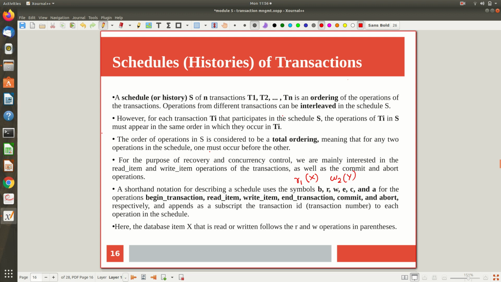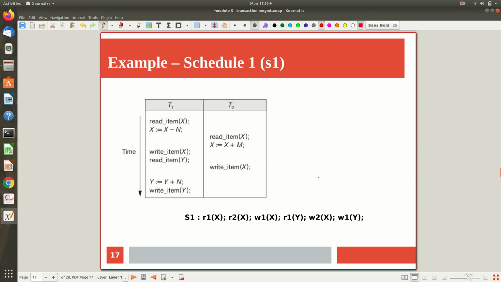Typically we use the letters b, r, w, e, c, a. These letters correspond to begin transaction, read, write, end transaction, commit and abort, and the number says in which transaction it is happening. In brackets we mention the item, if an item is involved, particularly for read as well as write. So here you can see a transaction and how this schedule is written. This particular schedule 1, which is an interleaving among transactions, is written like this.